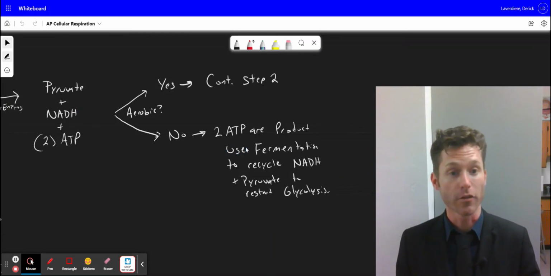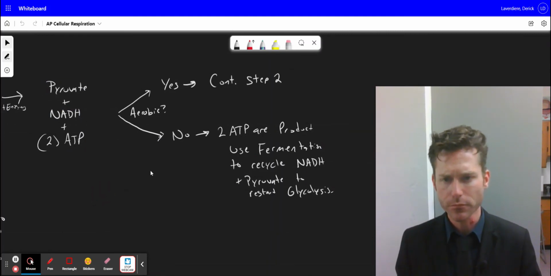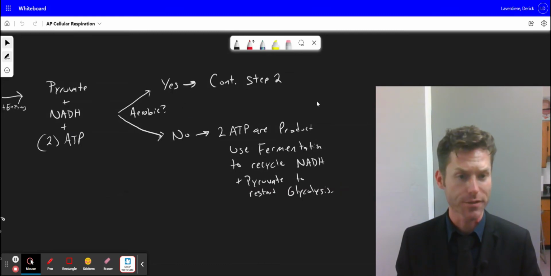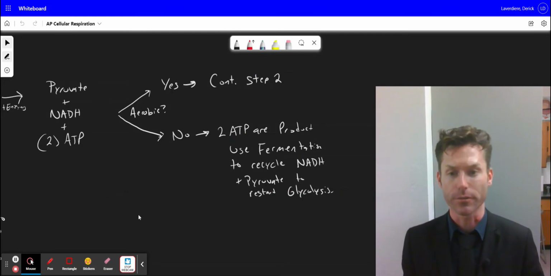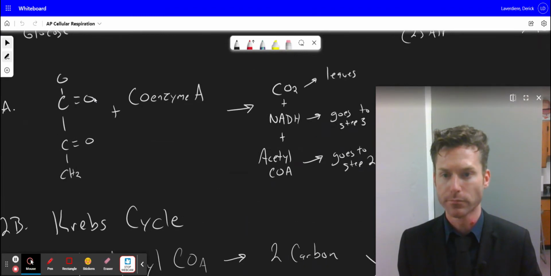And so anaerobic organisms will do fermentation to regenerate the starting products so they can do glycolysis to make tiny little ATPs. We're ignoring that for now. We're going on to step 2. We're doing aerobic respiration. All right.